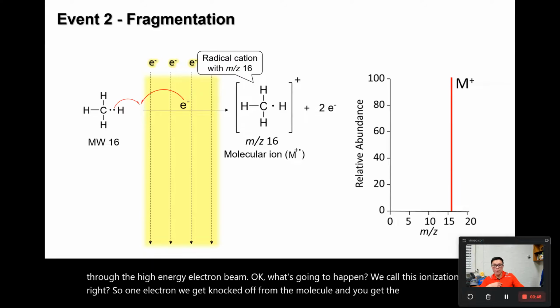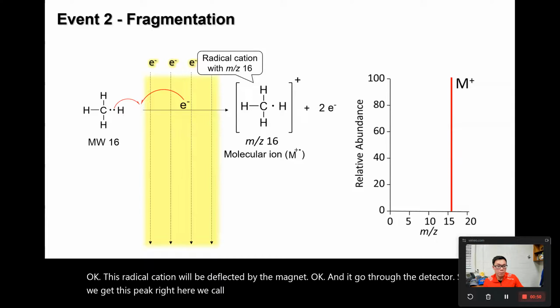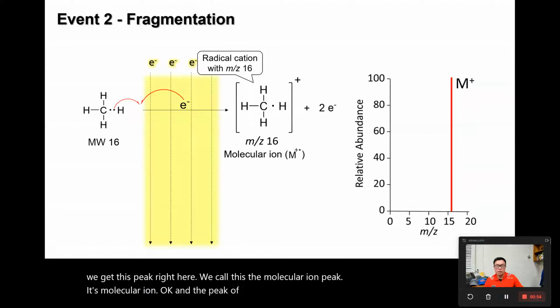This radical cation will be deflected by the magnet, and it goes through the detector, so we get this peak right here. We call this a molecular ion peak. It's the molecular ion, and the peak of it is right there.